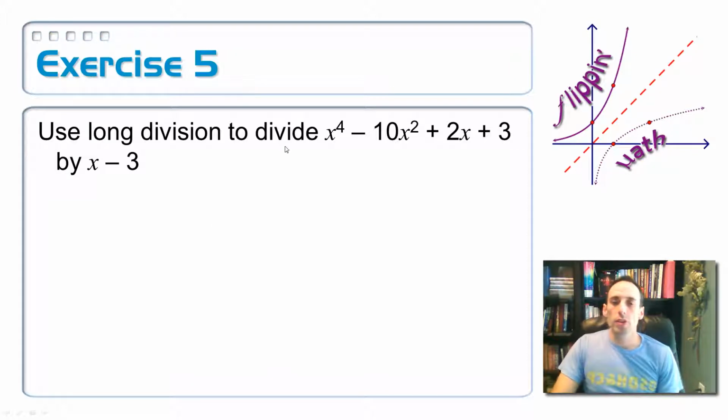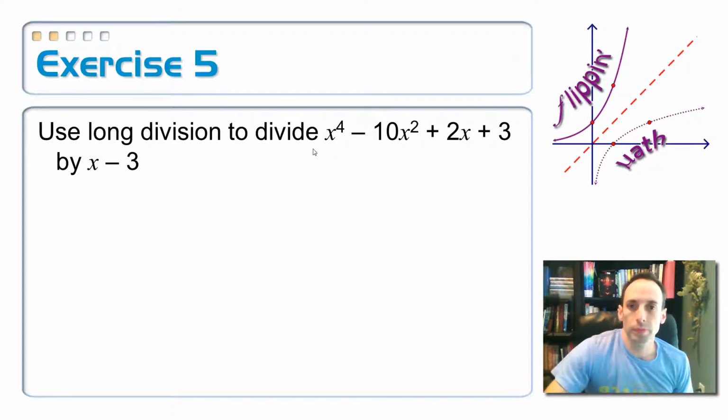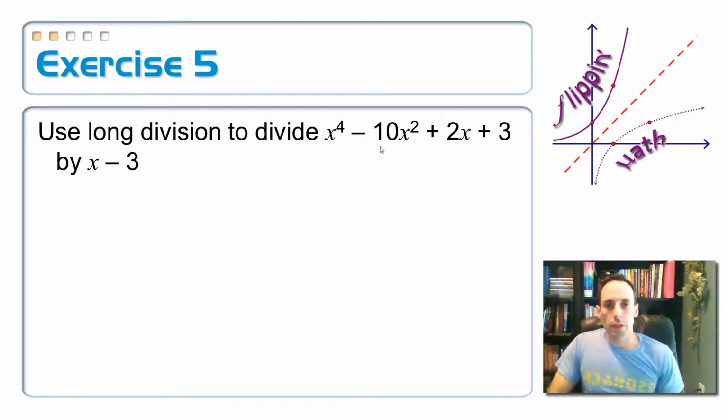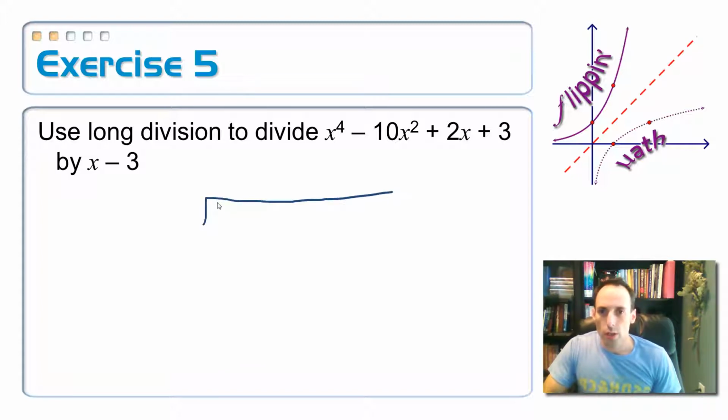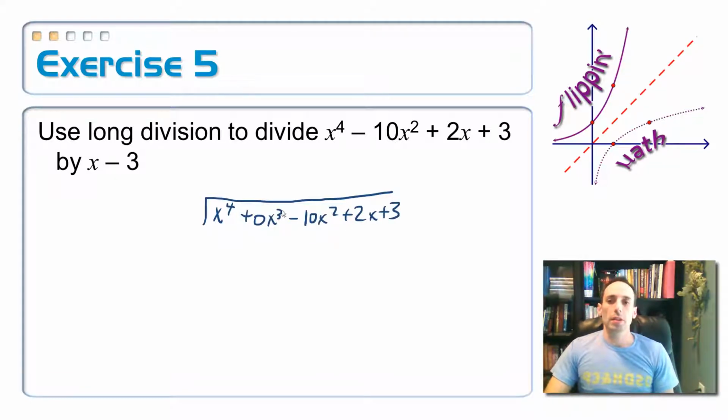Okay, so I'm going to use long division to divide x to the fourth minus 10x squared plus 2x plus 3. That's one that's going to go in the division house. So x to the fourth, I'm missing an x cubed term, so plus 0x cubed minus 10x squared plus 2x plus 3. And all of that is going to be divided by x minus 3. Okay, so I ask myself, how many times does x go into x to the fourth? It goes in there x cubed times.